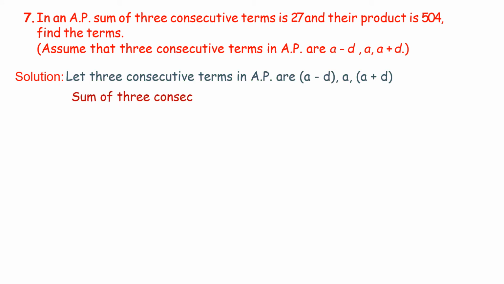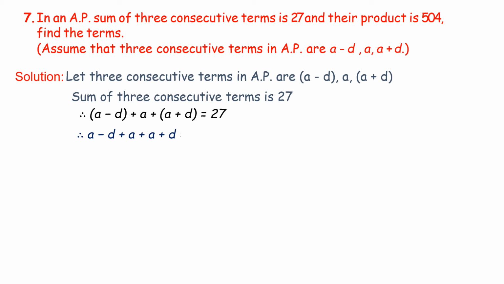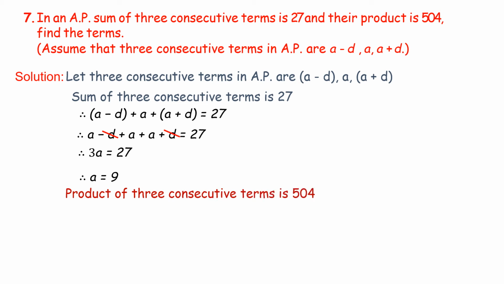So now what is the given condition? Sum of 3 consecutive terms is 27. Therefore a minus d plus a plus a plus d is equal to 27. Minus d plus d cancel. Therefore 3a is equal to 27. Therefore a is equal to 9. Now product of 3 consecutive terms is equal to 504.